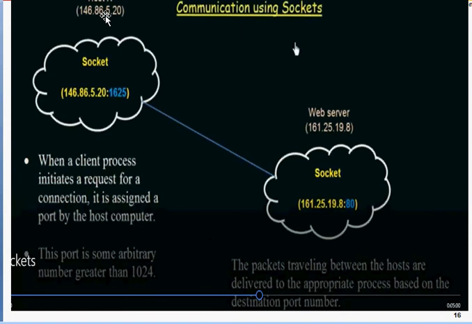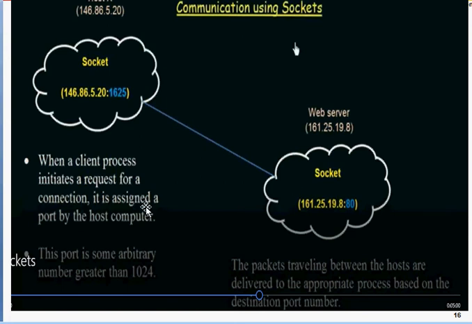So here 148.86.5.20 happens to be the IP address of your first machine, which has a process, and that process requires some information, so it will attach a random port address. This port address will be supplied by the host machine. This machine is going to attach this port address, and using this as a whole address, the data goes through this mode.